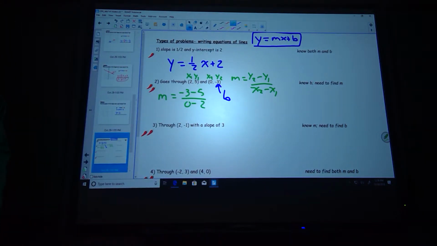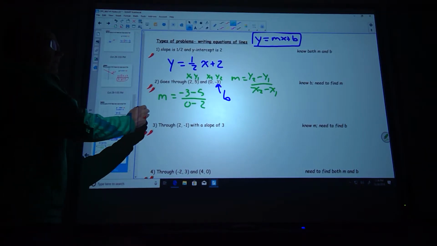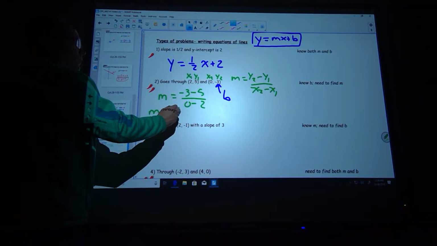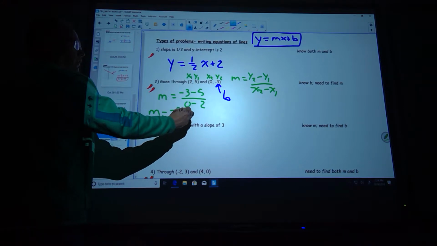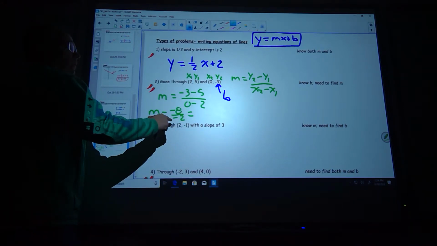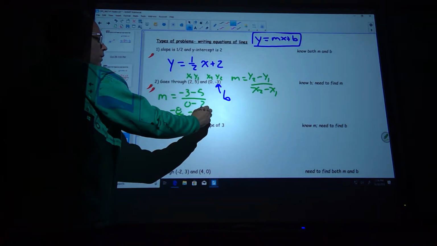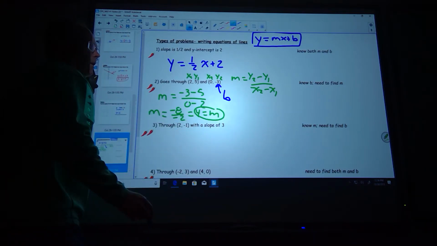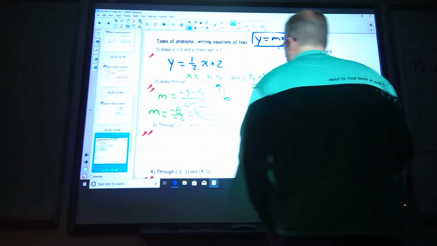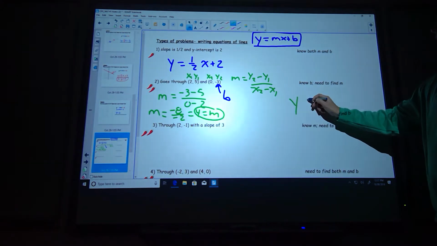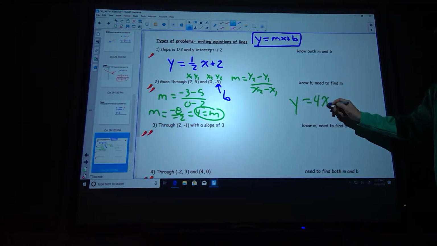What's -3 minus 5? -8. Good. What's -8 over -2 reduced to? 4. Positive 4, right? So now, do I know both m and b here? Sure. So my equation is y equals 4x minus 3.